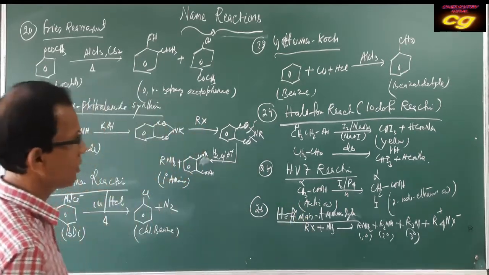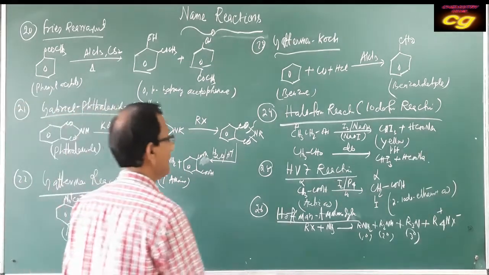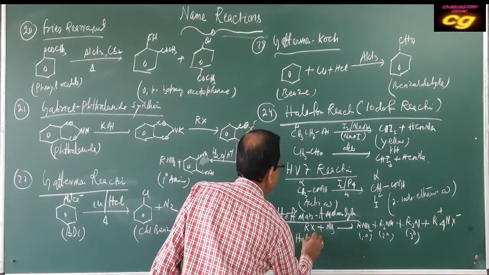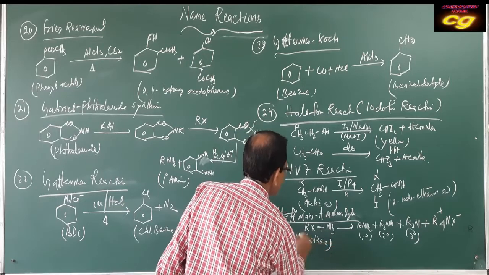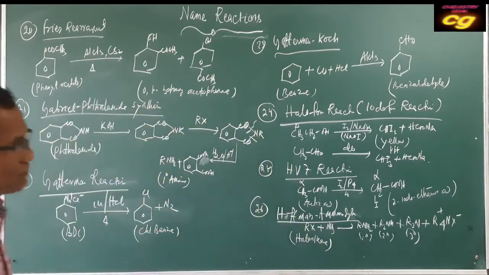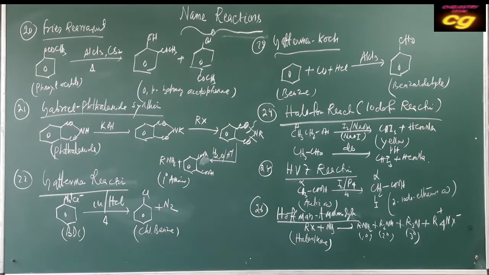So this is called Hofmann ammonolysis. This is haloalkane. Haloalkane converts to primary, secondary, tertiary, and quaternary ammonium salt. This is called Hofmann ammonolysis. You complete this one. Next, the remaining we will discuss.